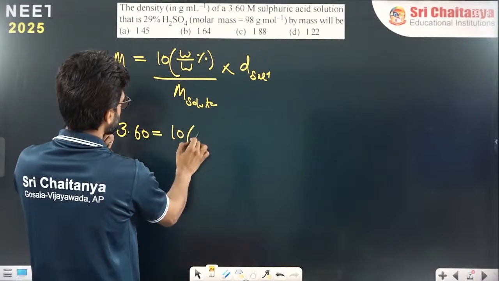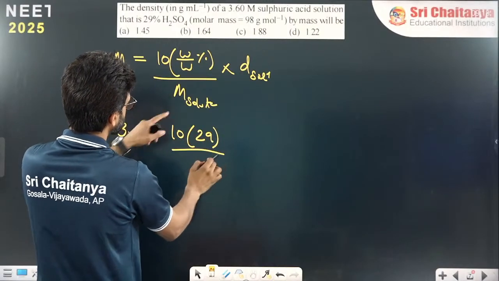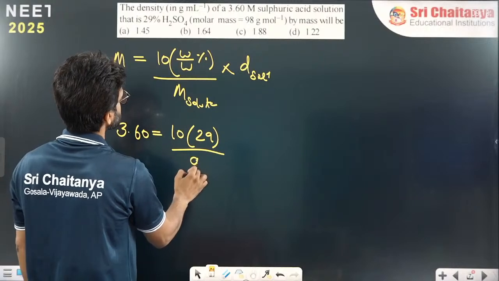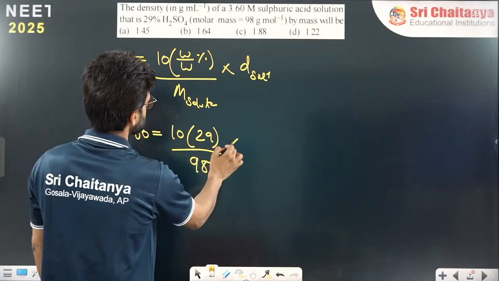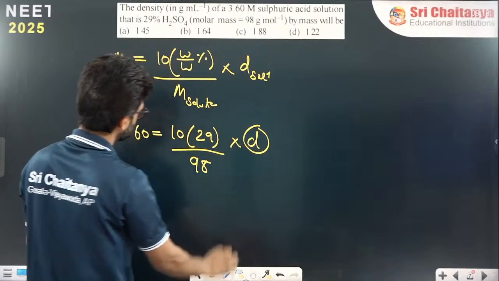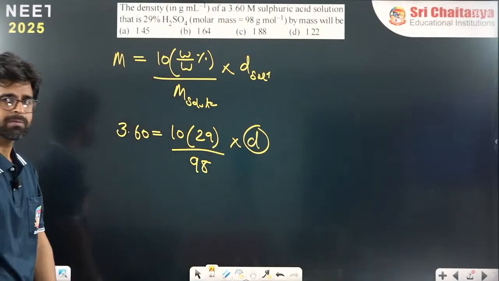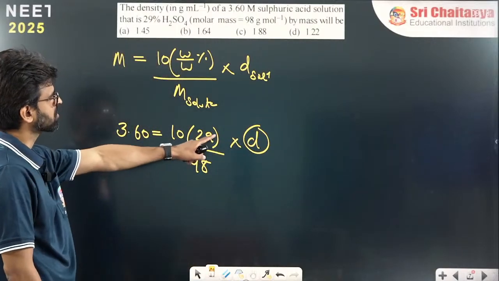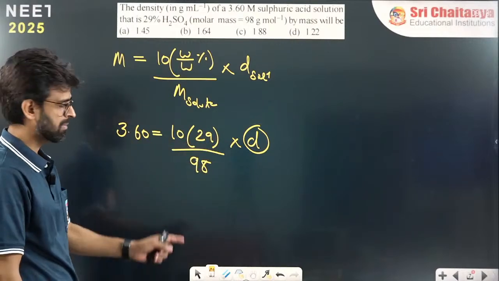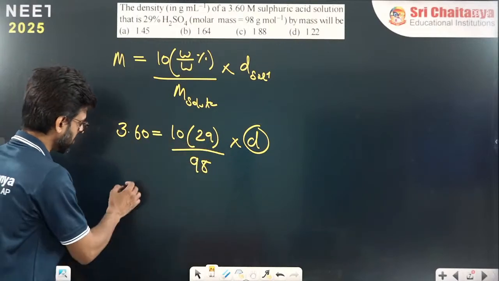10 into weight by weight percentage. How much did they give? 29%. What is the molar mass of solute? It is 98 for sulfuric acid, and here we have the density which we have to find, right? Nothing tough here. You have to just solve it to get the density value. I'm saying once again the relationship.